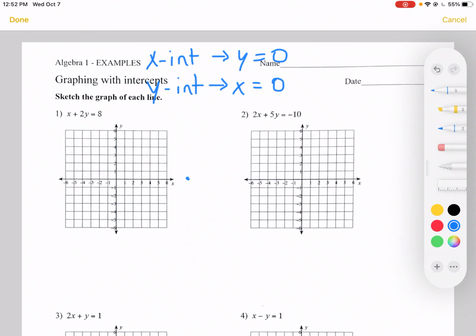If I'm going to plug in 0 for x now, in order to find my y-intercept, put 0 in here. So all I have left is 2y equals 8. So divide by 2, and y equals 4. So I'm going to put a point up here at 4, and then my line will go through those 2 points.